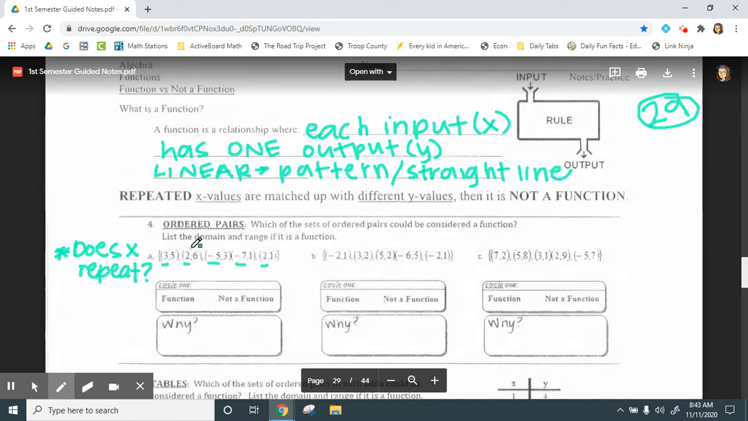So right here, after we find out that it repeats, we need to see what is 2's pair. We can see that 2 should be paired with 6. Down here on the end, we see that 2 is paired with 1. That means that the input 2 has 2 different outputs, which makes it not a function. So we can say the input 2 has 2 outputs.